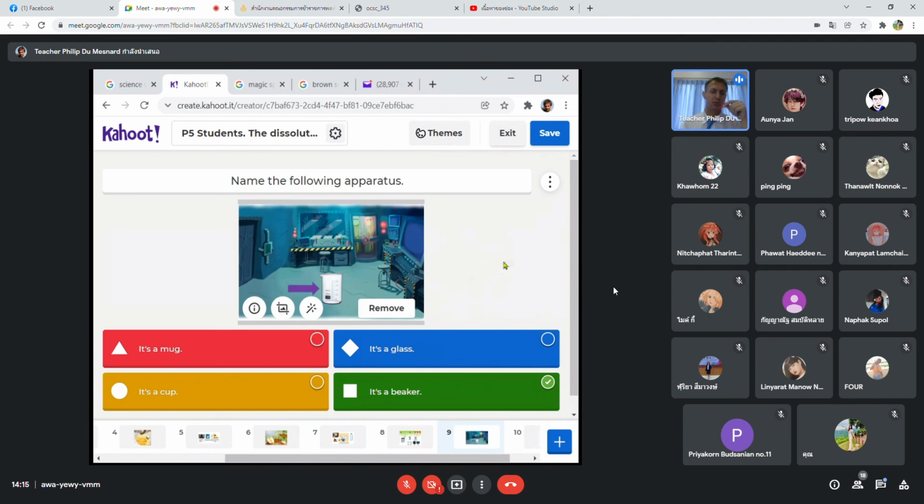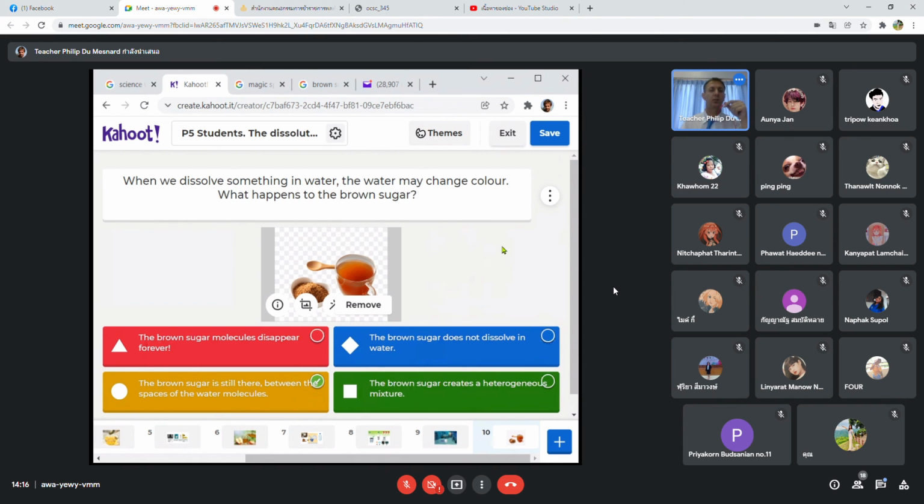Okay, and this one, the name of this thing is a beaker. Yeah, it's a beaker. So in the lab or for science, we use a beaker. We don't use a glass, we don't use a mug, we don't use a cup, we use a beaker. And the last question, what happened to the sugar?